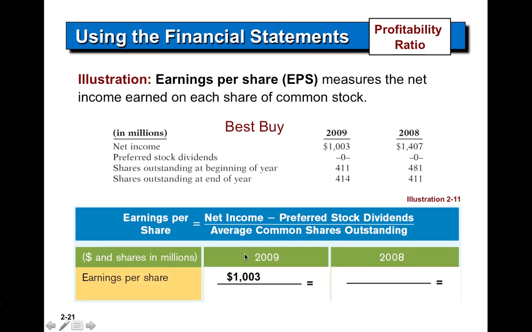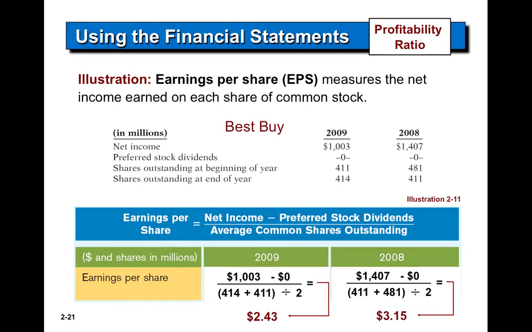And here you can see the example, how we figure it. Taking the information from here, 1,003 minus the 0, and then we add these two together, divided by 2, gives us an earnings per share of 2.43. For 2008, 1,407 minus 0, we add the 411 plus the 481 divided by 2, so the earnings per share is 3.15 for 2008.